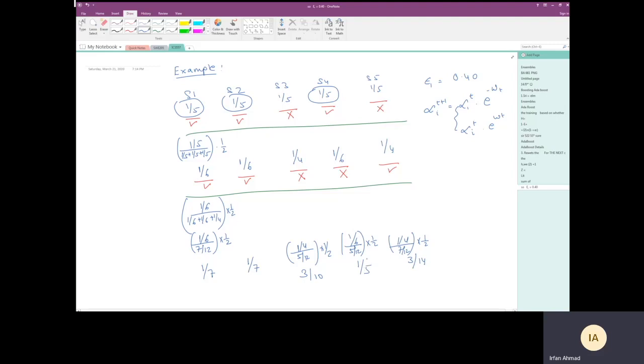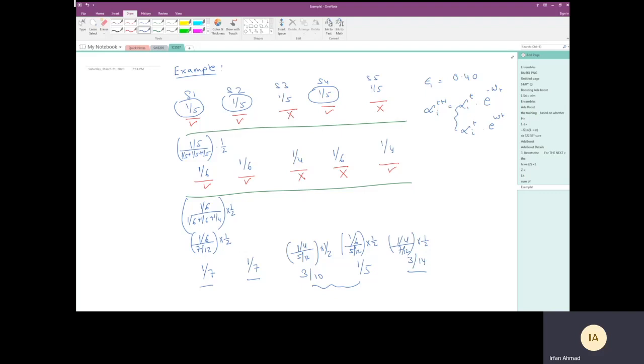Just to verify that your answers are correct, let's see what the sum of the reweighted samples is for the correctly classified samples. 3 over 14 plus 1 over 7 plus 1 over 7 is 3 plus 2 plus 2, so it's 7 over 14, which is half. What about 3 over 10 and 1 over 5? These were the two incorrectly classified. That's 3 plus 2 over 10, which is 5 over 10, half again. So these are the new weights, and that's how we can always renormalize the weights of the correctly and incorrectly classified samples. This explains the main idea of the Adaboost algorithm.